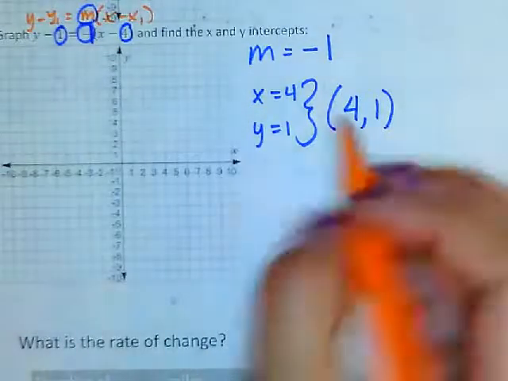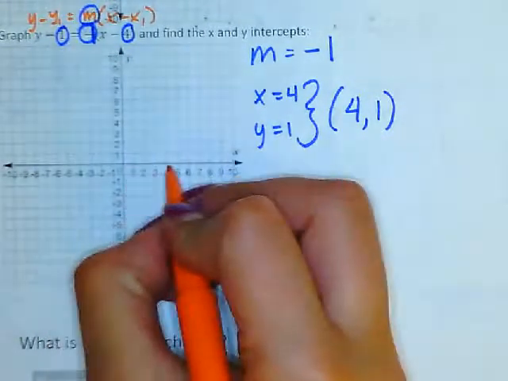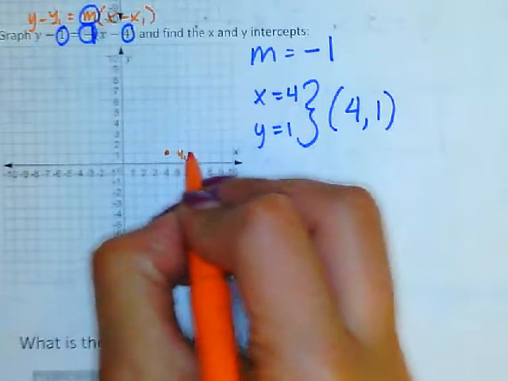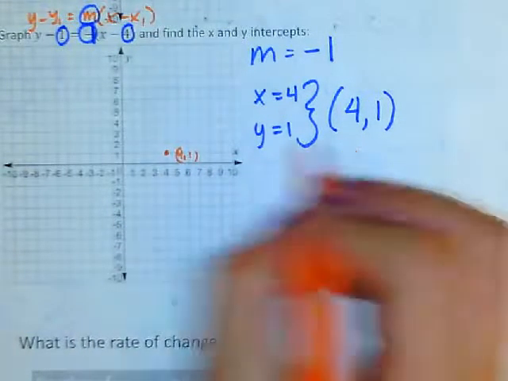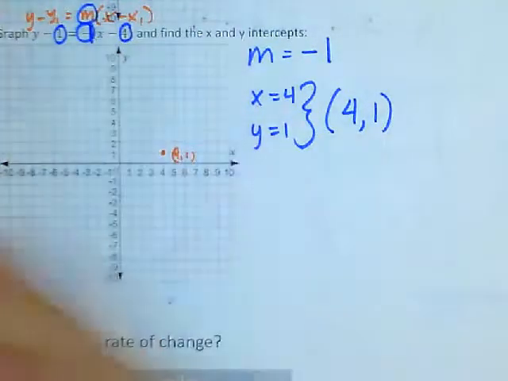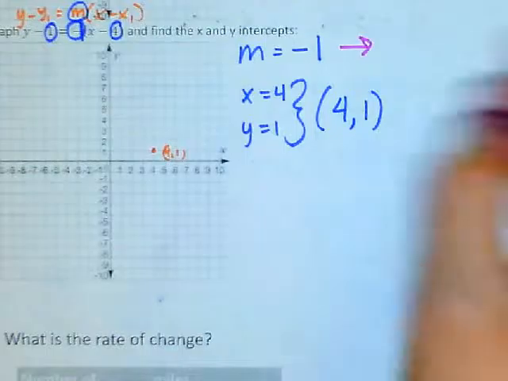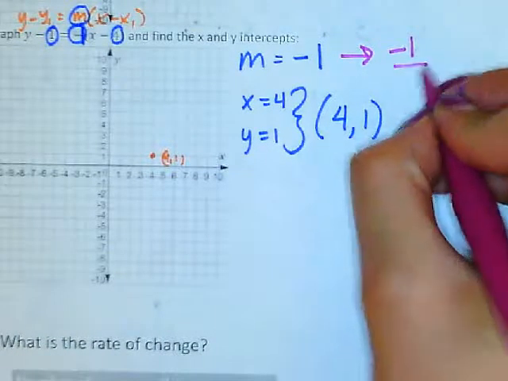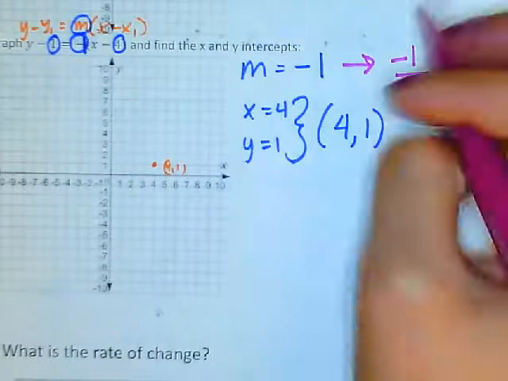Okay? So I'm going to graph that point first. (4, 1). So here's 4 and 1. That's the point I'm going to start with. After that, I'm going to take my slope. And remember, rise over run. So I have to put it in fraction form. So negative 1 over 1, because it's a whole.